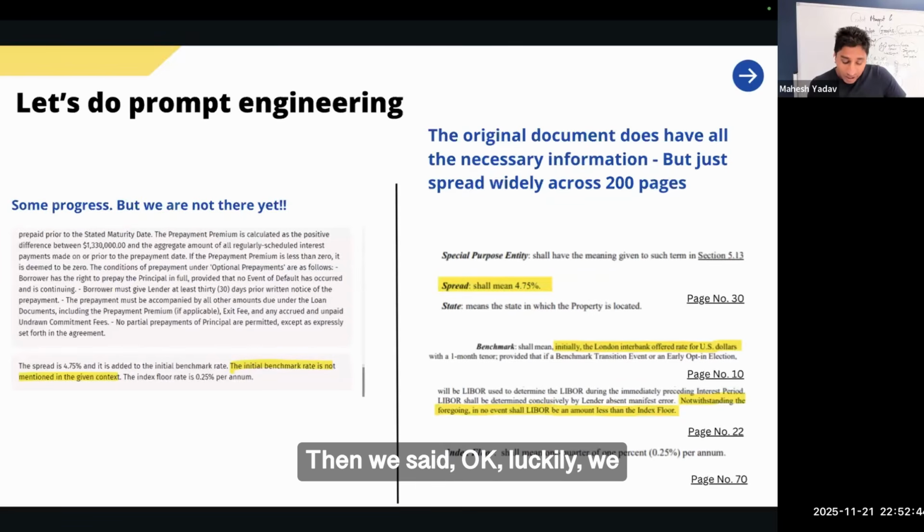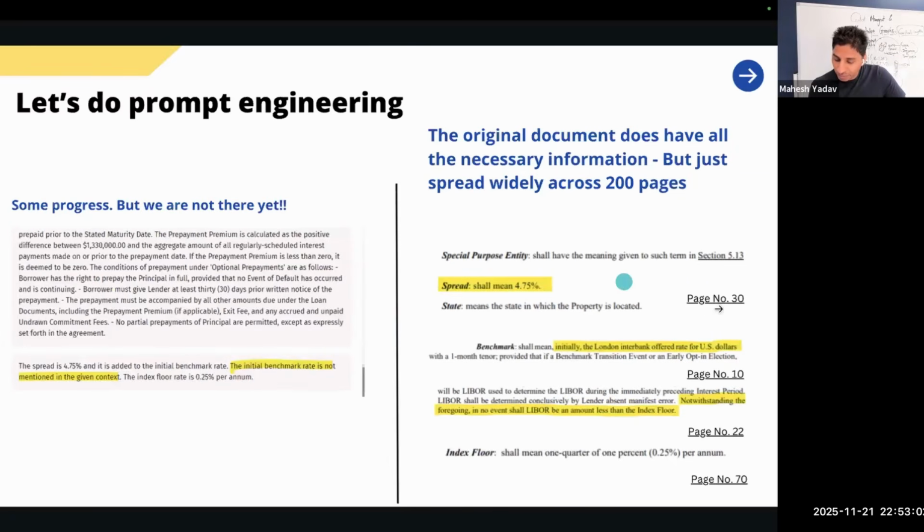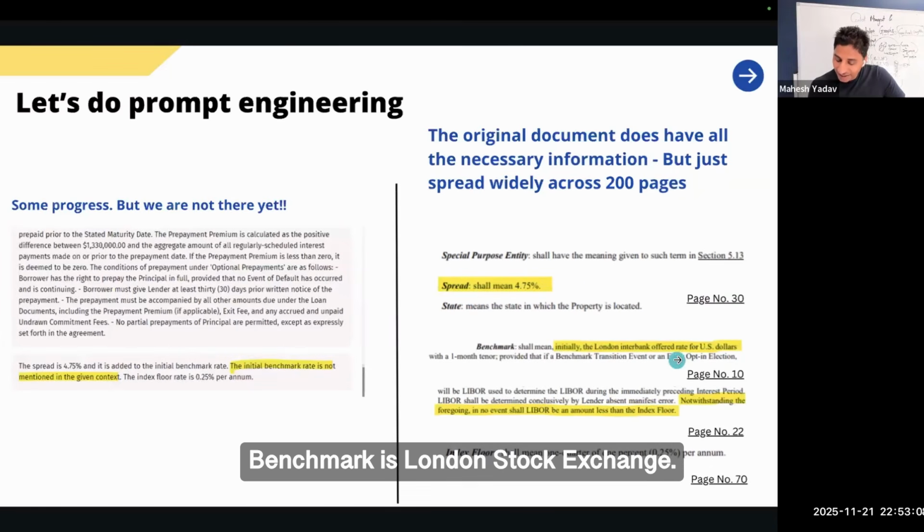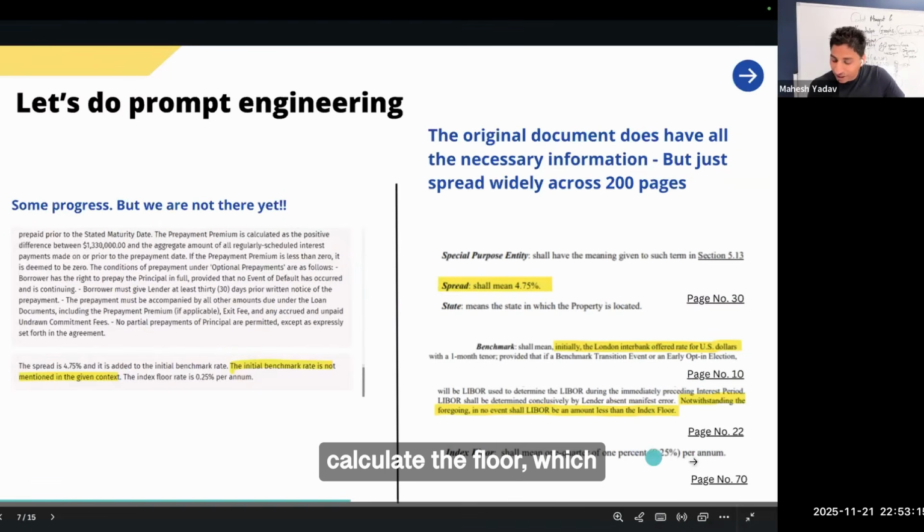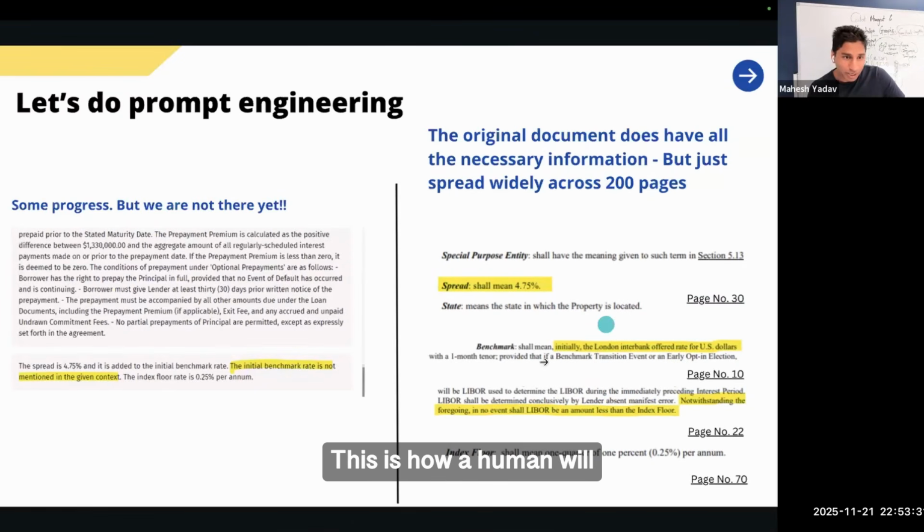Then we said, okay, luckily we had human benchmarking done. In this document, the human has told us the answer. The spread is 4.75, and we add it to the initial benchmark rate. The index floor is 0.5. We have to calculate it like this. Page number 30 had the spread information. The benchmark is the London Stock Exchange. On page number 10, we have to know which market is applicable. And then we have to calculate the floor, which is on page number 70. If we send all this information, then the model will be able to calculate. But this is spread across 200 pages. This is how a human will go and answer this question.